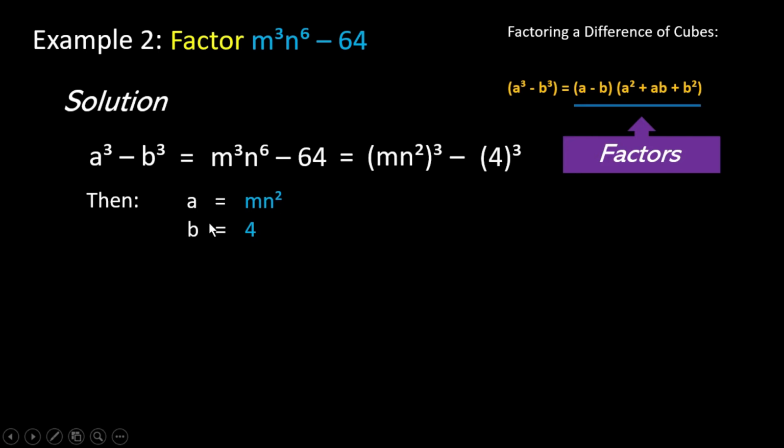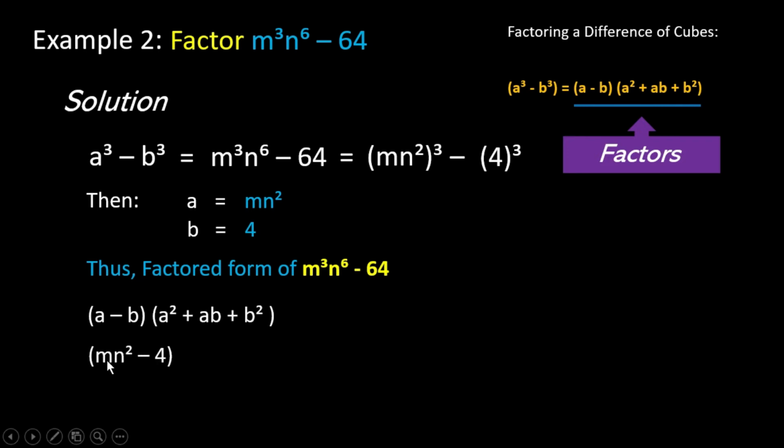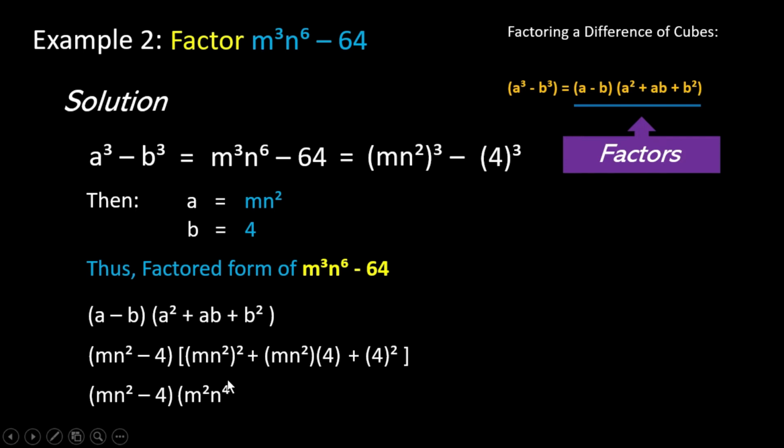So, by substituting the value of a and b to the formula, thus, factored form of m cubed n to the 6 minus 64. So, yung value ng a at saka b, meron tayong mn squared minus 4. Tapos, yung value ng a na mn squared to the squared plus mn squared times 4 plus 4 squared. Then, simplify. So, copy mn squared minus 4 times, ito guys is magiging mn squared n to the 4. Kasi nga, di ba, may 1 dito. So, 1 times 2 is 2. Then, 2 times 2 is 4. Plus, mn squared times 4 is equals to 4mn squared plus 4 squared is 16.